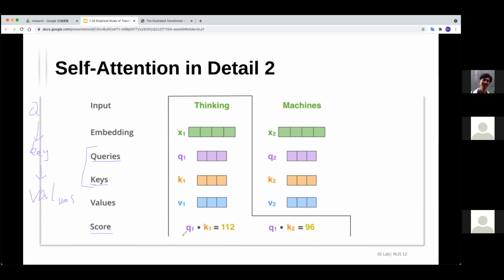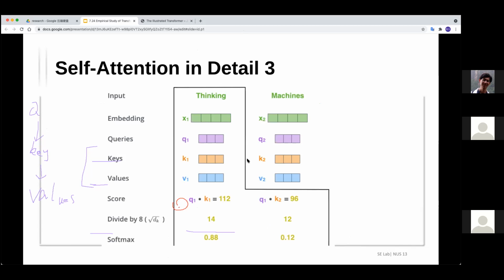You just multiply these two vectors to get the final score. By the way, the final score is irrelevant to the value, right? The value hasn't played a role here, because this is just to compute the key similarity.